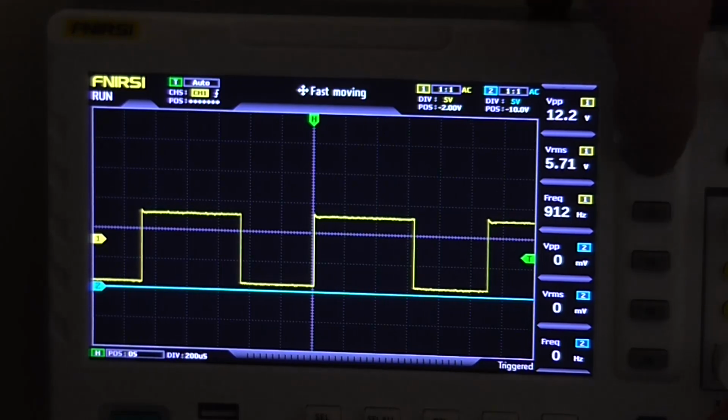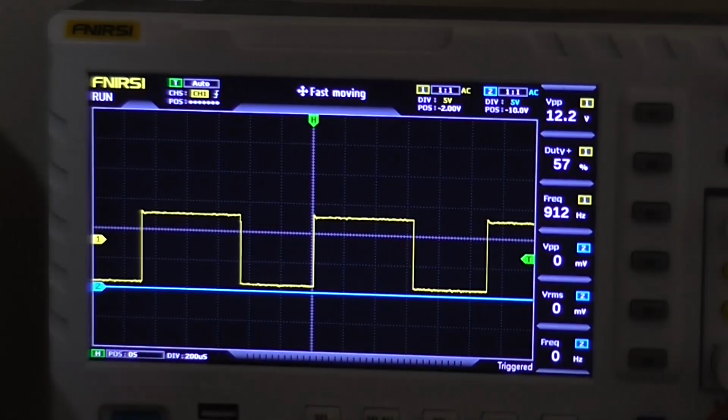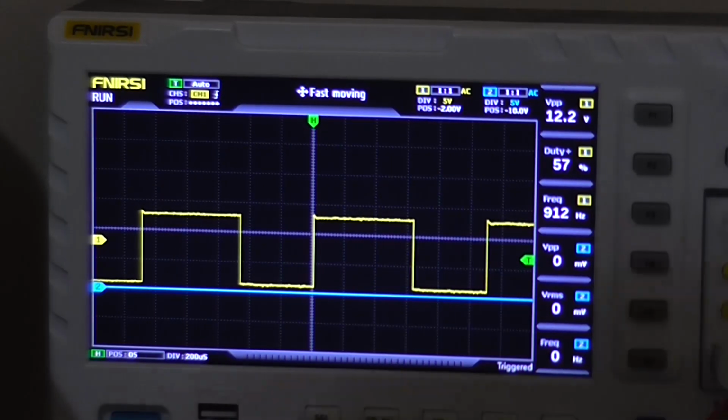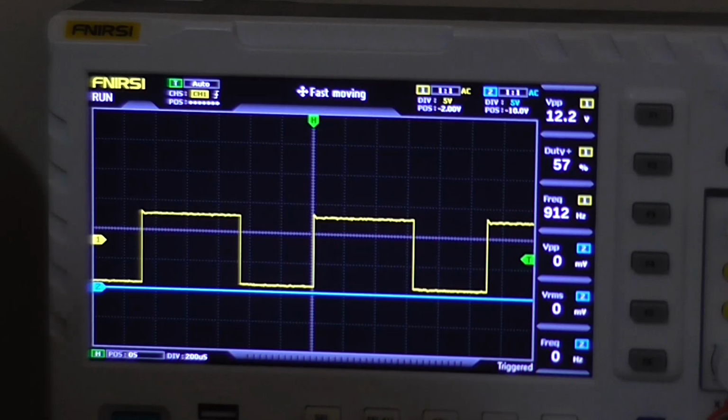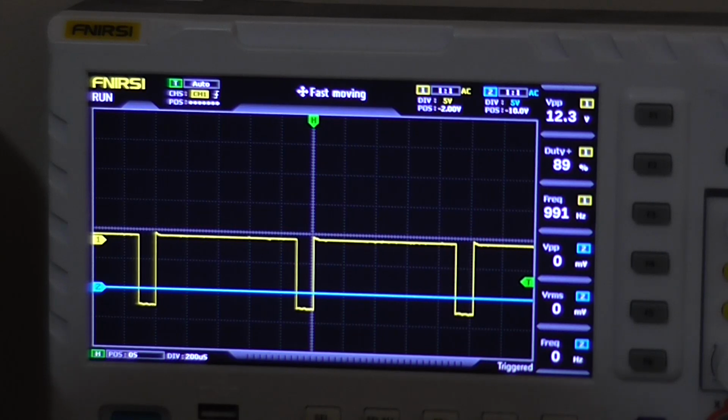So what I might do is put on the duty cycle instead of the RMS voltage where it was before. So now we can see that we're at roughly 57% duty cycle. Now if I rotate the pot from center to fully counterclockwise, the frequency has increased a little, and we're now at 89% duty cycle.